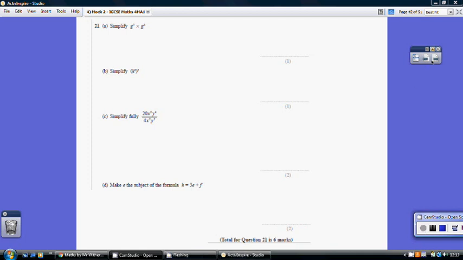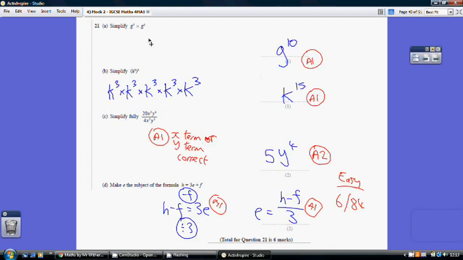Question 21. So, index laws, when we're multiplying, we add the powers. 7 add 3 is 10, so g to the 10. Now, anything to the power of 5 means whatever's in the bracket times itself, times itself, times itself, times itself. So we can think of this as being this. When we multiply, we add the powers, so that's k to the power of 15. So shortcut, when you've got a power inside the bracket and a power outside the bracket, you multiply the powers together.